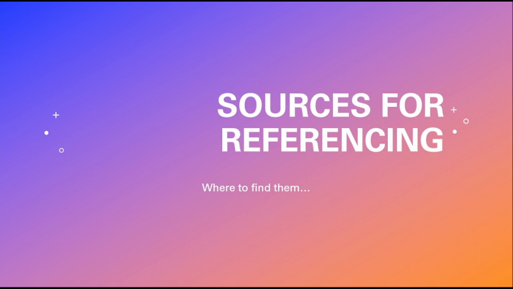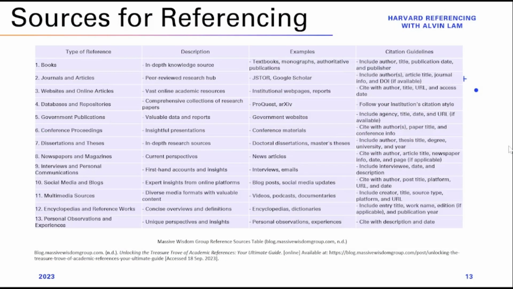Now let's look at the sources for referencing. In other words, where are the sources, right? Specifically, what are the sources that you can reference? So we have actually compiled a list here. Okay, let's take a look at where we can find the sources and how to reference them. On the first column, we have the type of reference, followed by the description and examples. Of course, there are also guidelines on citations.